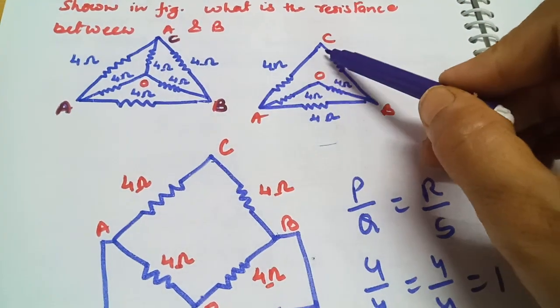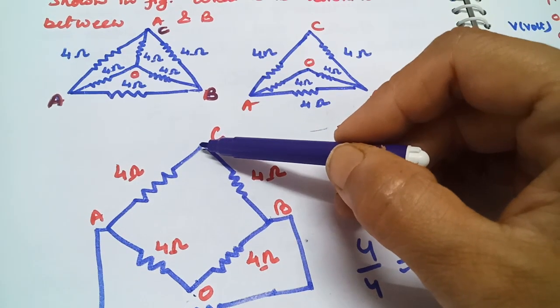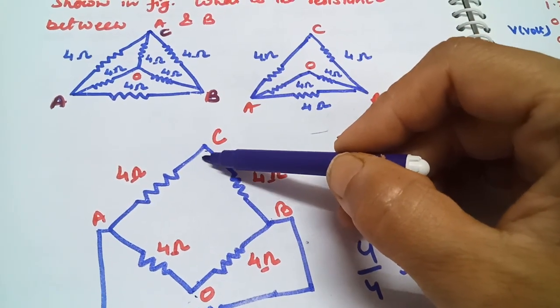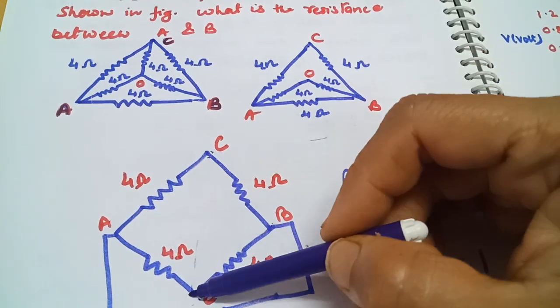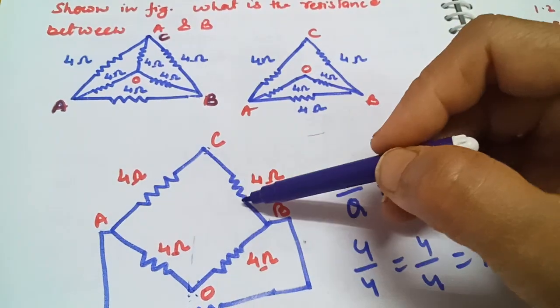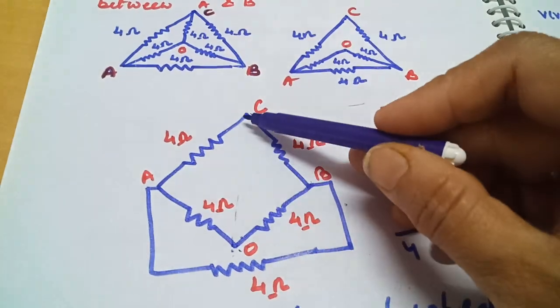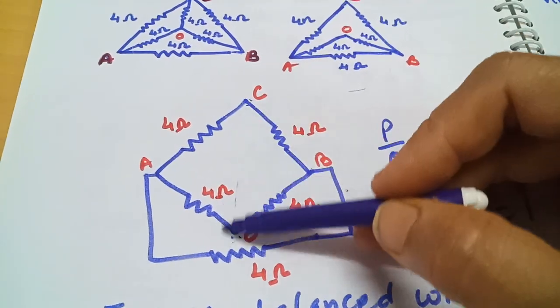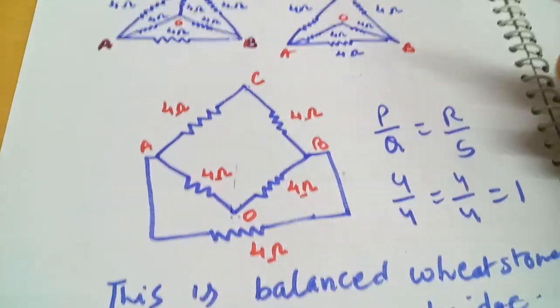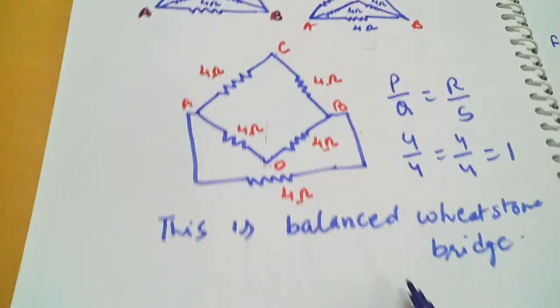I have neglected the arm CO. Why? The reason is that when I taught you this topic, I told you no current will be flowing in this arm if these two are at the same potential and the bridge is balanced. So when the bridge is balanced, there will be no use of the resistance between C and O because no current is flowing. So we will neglect this resistance from the arm. Now in this condition you have to find out the net resistance.